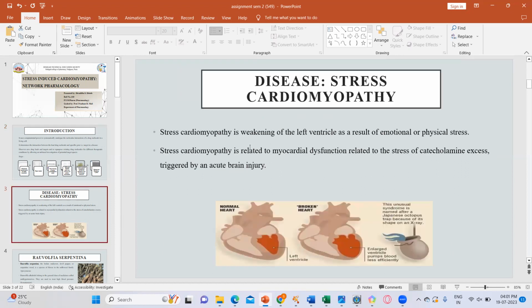To start with the basic information, the disease is stress cardiomyopathy, which is weakening of the left ventricle as a result of emotional or physical stress. It is also related to myocardial dysfunction, and the excess of stress is developed by catecholamine excess triggered in an acute brain injury.